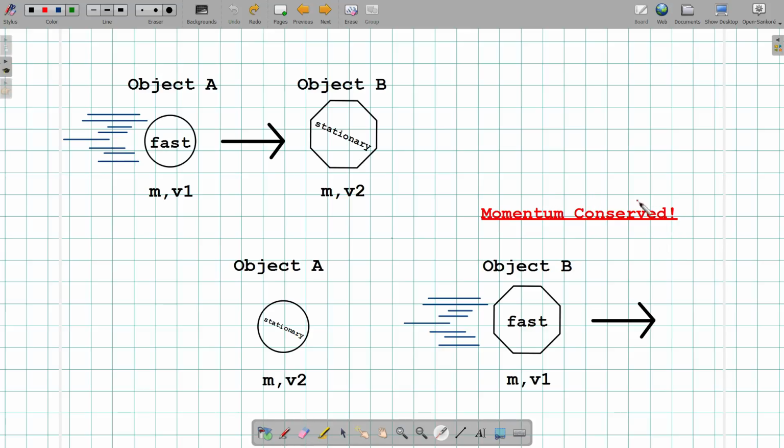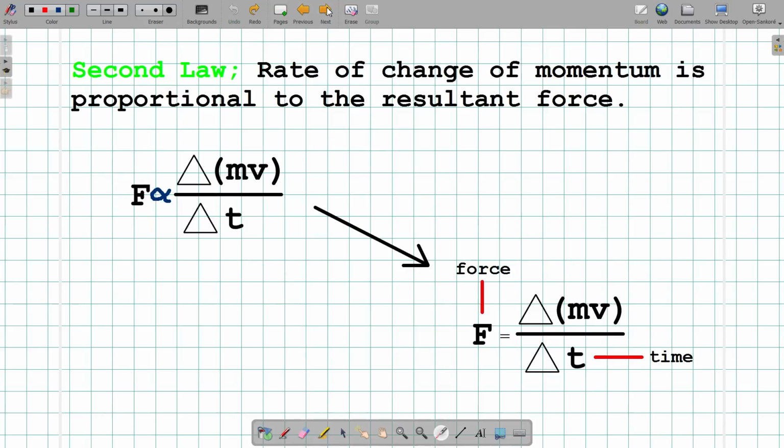Elastic collision, so momentum is conserved. So object B will have the same amount of momentum as object A had to begin with. That's Newton's third law. Moving on. Back to the second law, I'm going to be explaining a bit more about that.